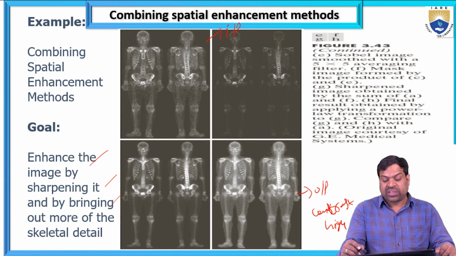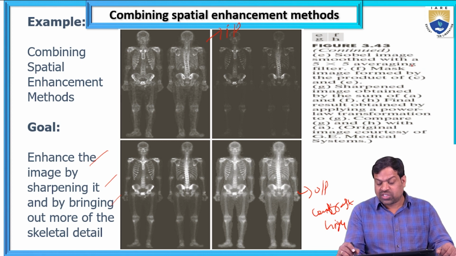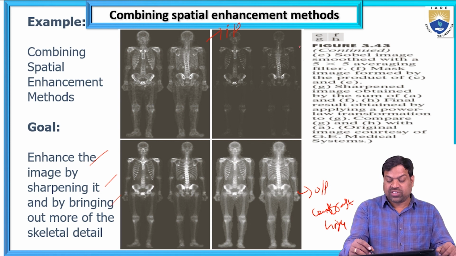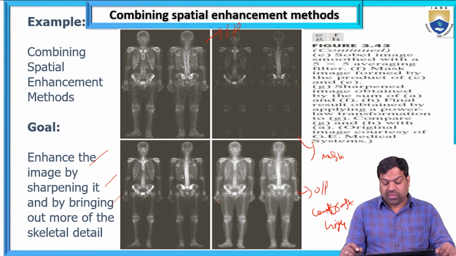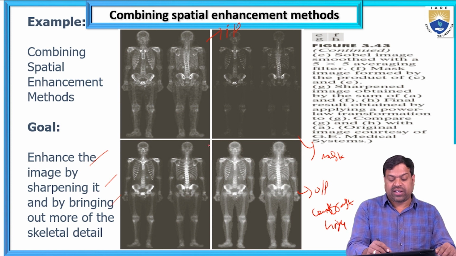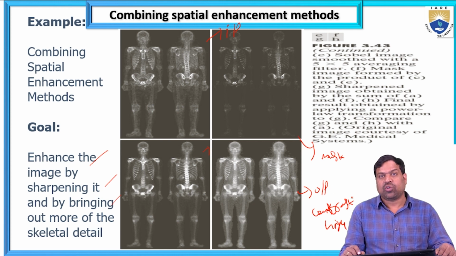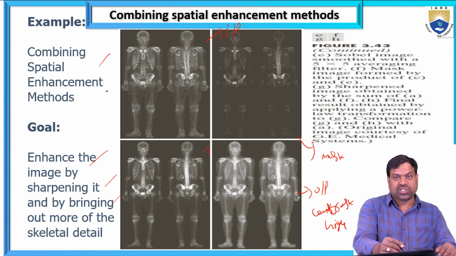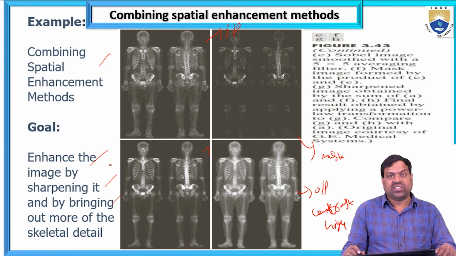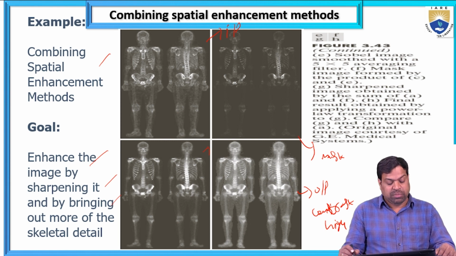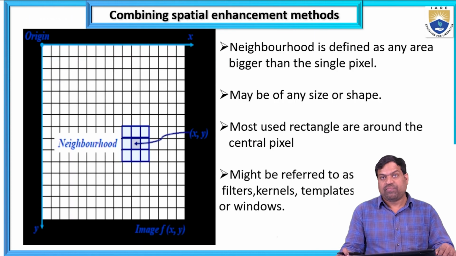Here the input is a Sobel image, the second one is where I applied the mask technique or Laplacian, and in the third image the contrast is somewhat better, but the brightness, white and black, are the same, balanced. The final output is where I increased the contrast and sharpened the original image. So it is a combination of spatial enhancement methods, and the goal is enhancing the image by sharpening it and bringing out more of the skeleton. So it is another example of combining spatial enhancement methods.